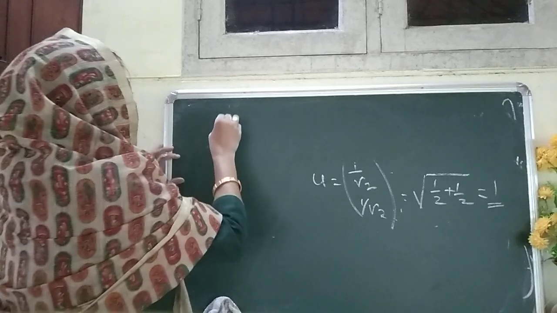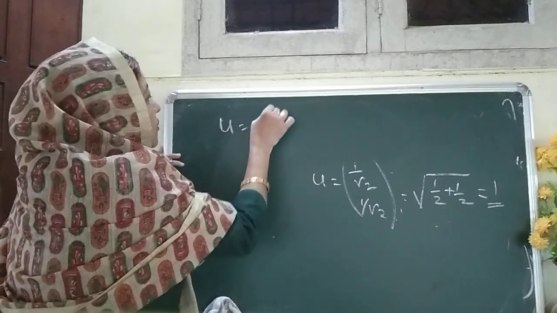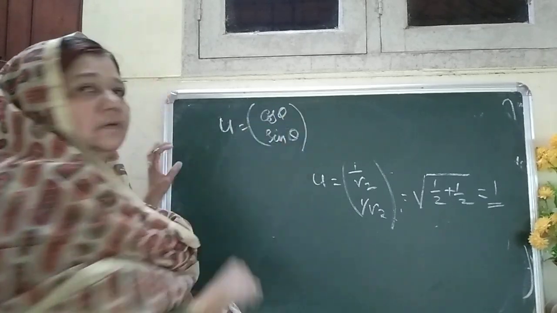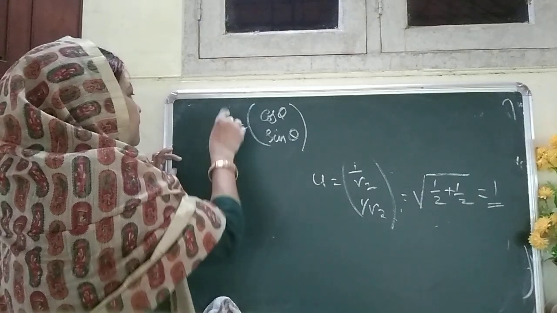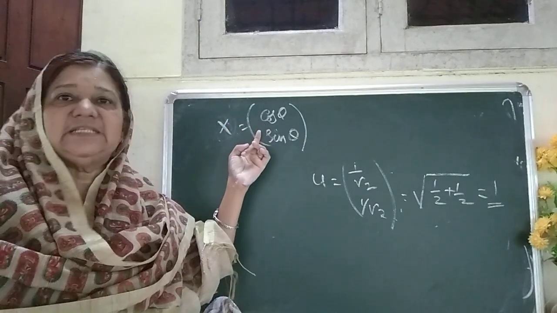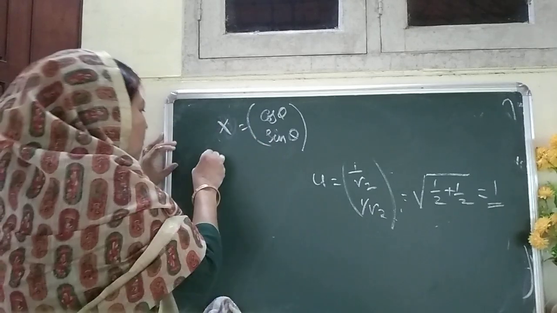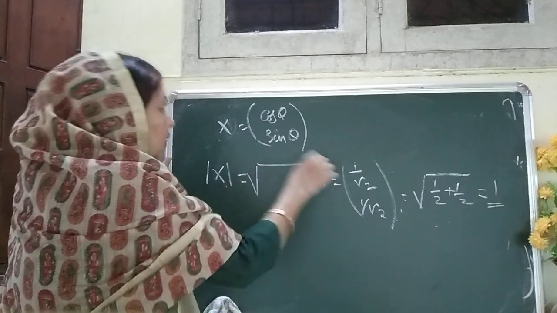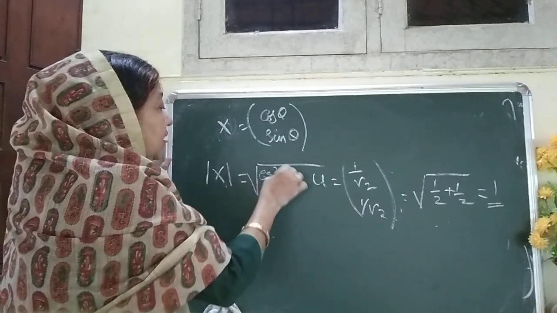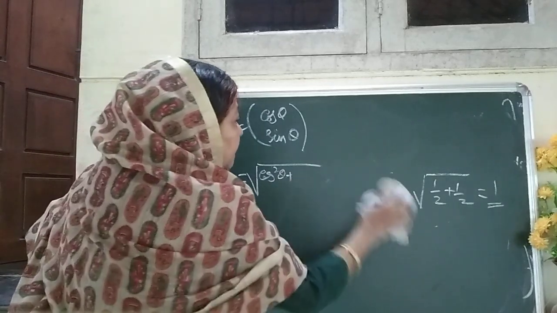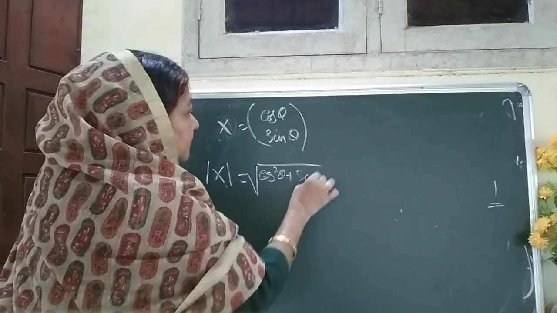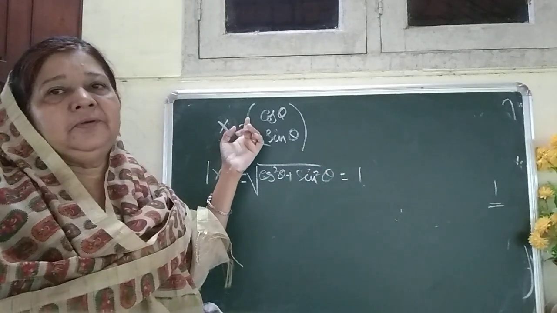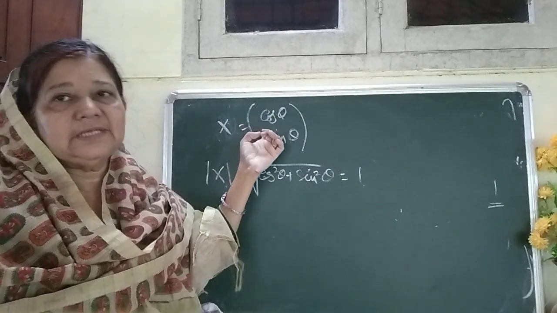say, capital U equal to (cos theta, sin theta). It is very important. For capital X, say capital X equal to (cos theta, sin theta). What is its modulus? Modulus of capital X equal to root of cos square theta plus sin square theta. That is 1 also. So it is an important unit vector, that is (cos theta, sin theta).